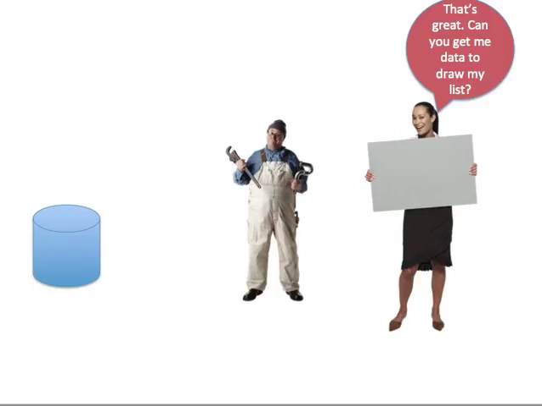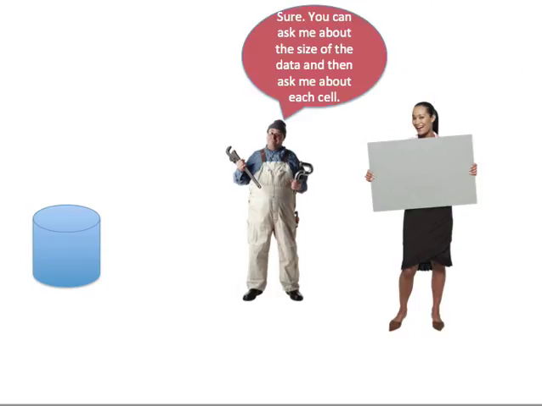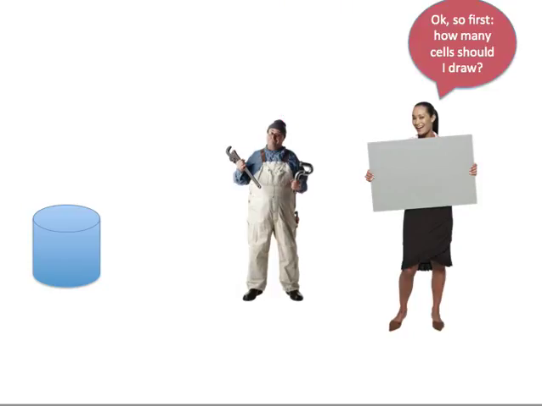Oh, that's great. Well, it can get data to draw the list. So list view requests data from data source. And data source says, sure, ask me anything that you want to know about your list, that you need to draw your list. For example, how many cells there should be and what should go in each cell. So then the table view or list view starts asking questions. Okay, so how many cells should the list draw, the view draw?